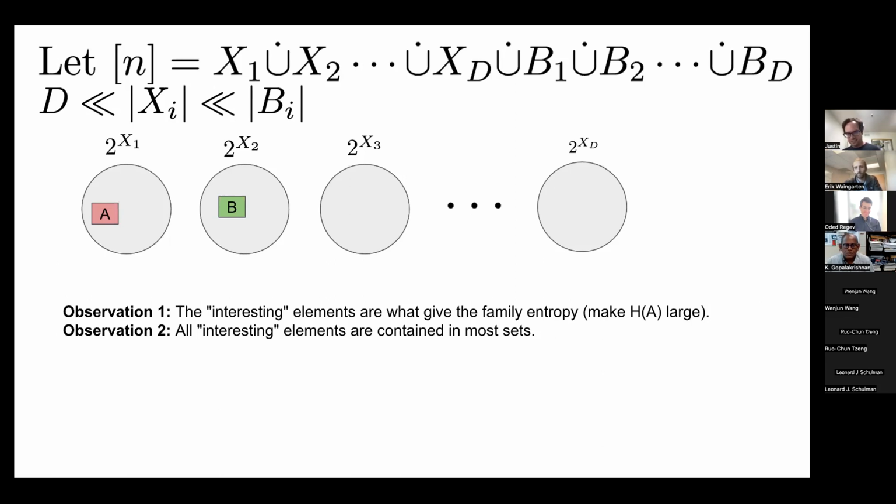So I guess if you're unfamiliar with H of A, like, no. I mean, what's the distribution? A is, we're sampling A uniformly from our family. So H of A is just, what is it? It's like log of the size of F, right? So okay, thank you. Yeah, good.